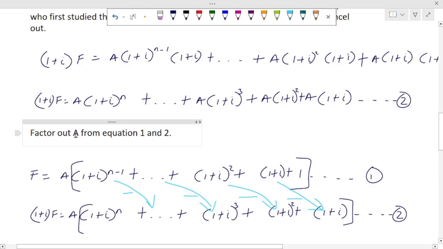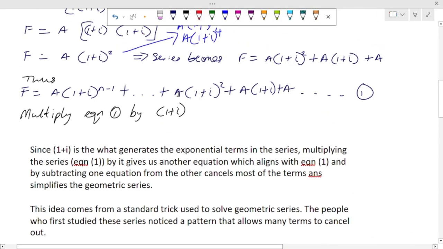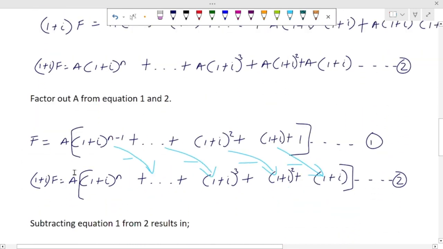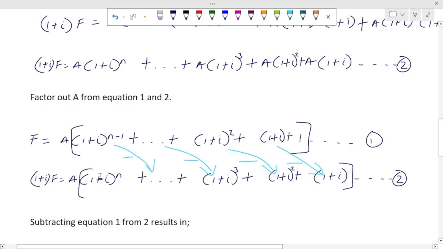Now, factor out a from equation 1 and 2. Factor out a from equation 1. That's remove a, then every other thing will be inside the bracket. Do that to equation 2 also. That will give you what? This, a outside. So this is from equation 1, we factor out a, so this is what we have outside. And this is equation 2. Factor out a, this is what we have inside.